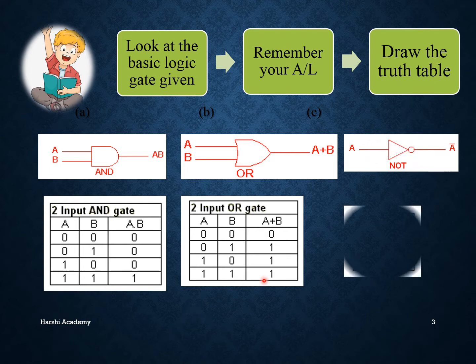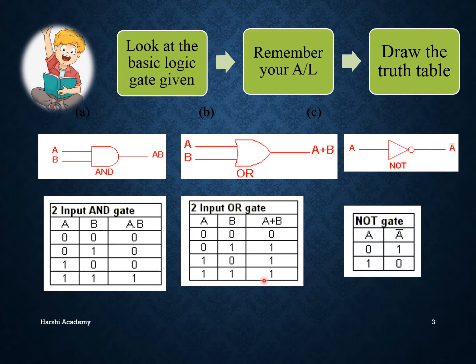Third one is NOT gate. It is a very easy and simple gate. When input is 0, output comes to 1. When input is 1, then output is 0. I think now remember your A level. Then keep in mind these logic gate symbols.